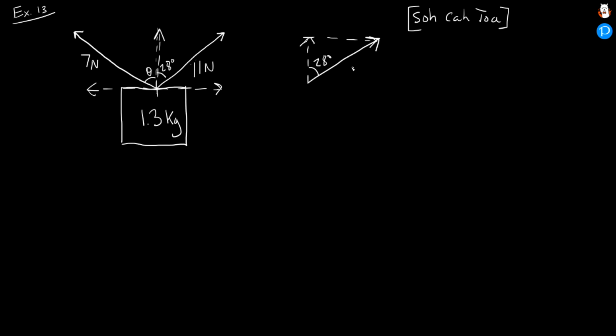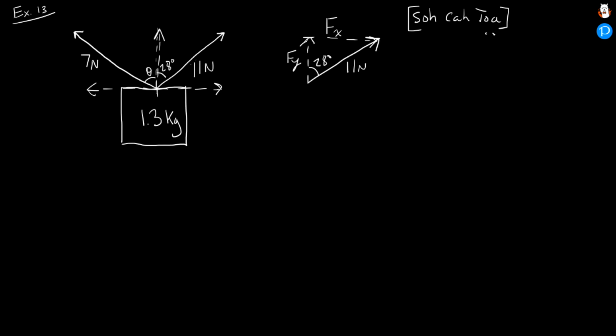I'm going to label this so we know that this part of this triangle is 11 newtons here. I'm going to label this the x component, Fx, so force in the x direction, and this one force in the y direction. But again, these two are components of this one.